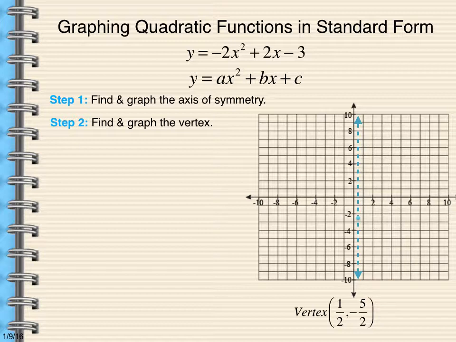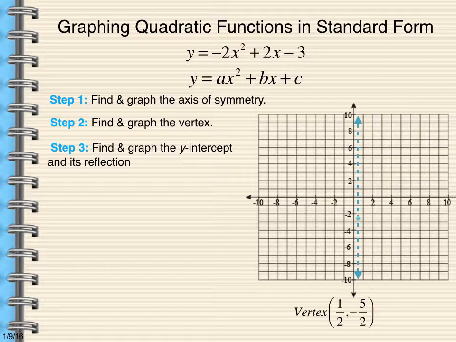And this particular curve definitely opens down because the leading coefficient is negative. What we could do is find the y-intercept, graph it, and graph its reflection. The y-intercept is the constant term. It's the c. So I know my y-intercept is -3. I can plot that. And I'm going to plot its reflection as well across the axis of symmetry.